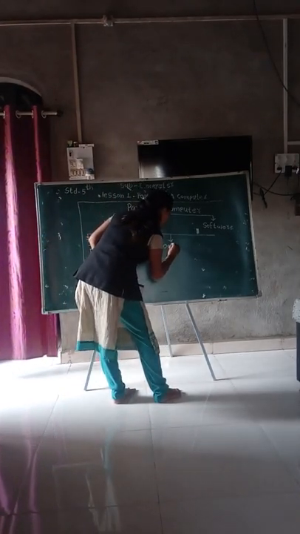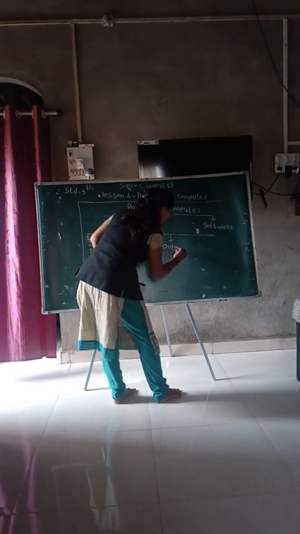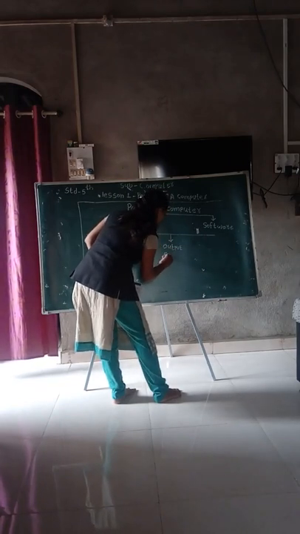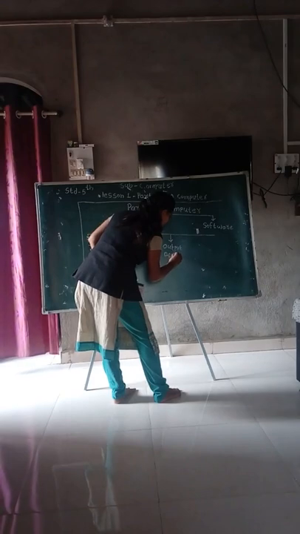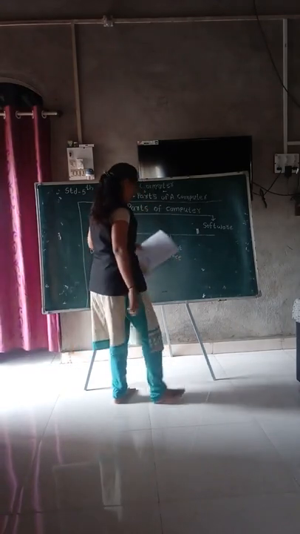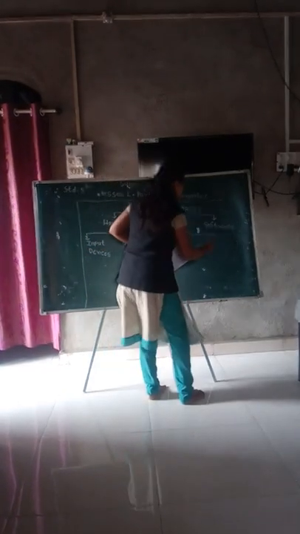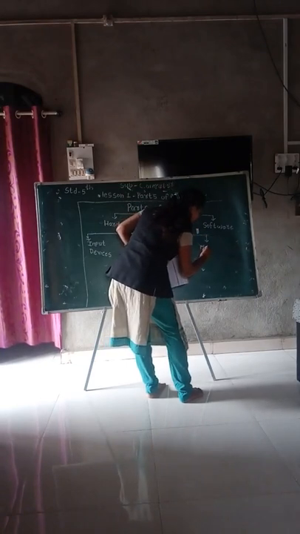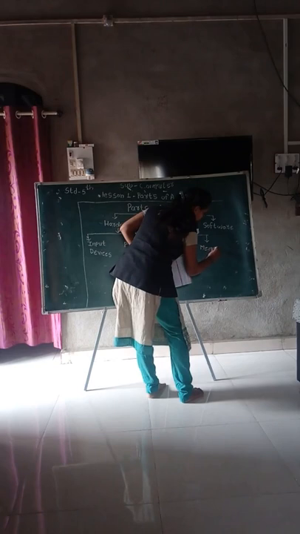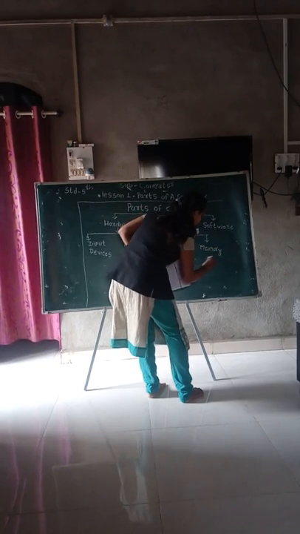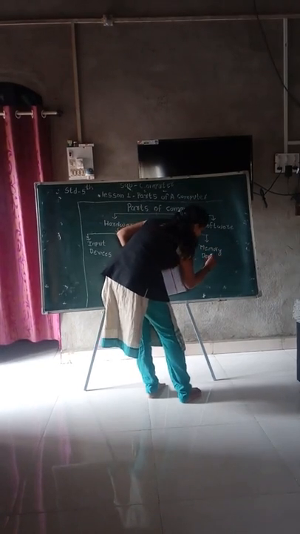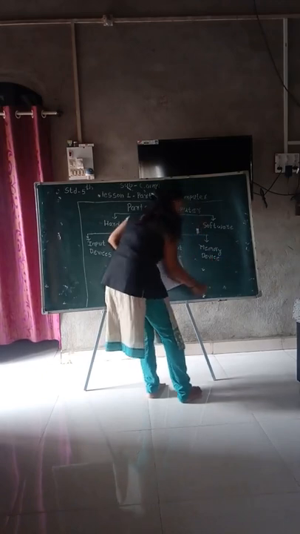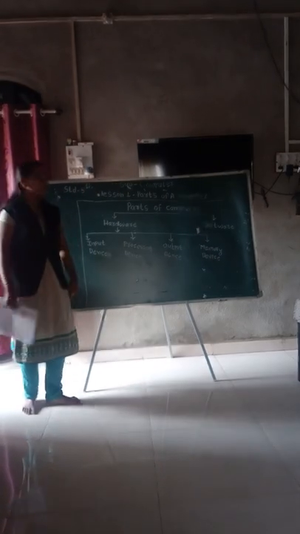Third one is the output device. And last one is the memory device. Memory device.